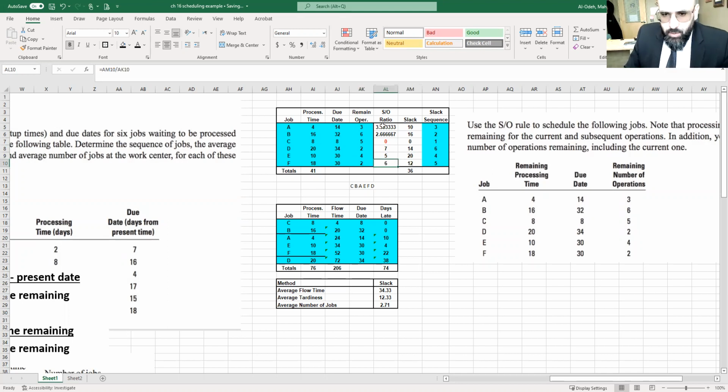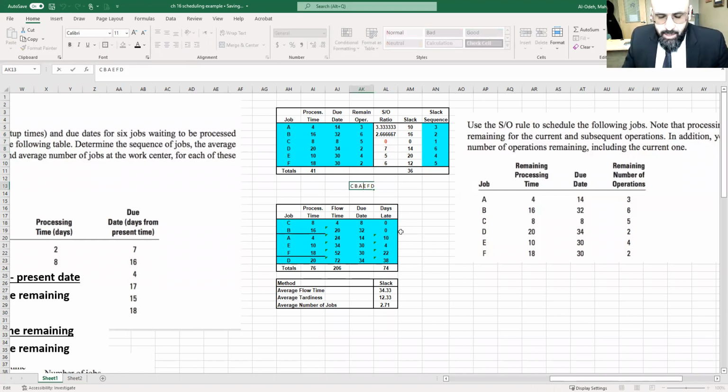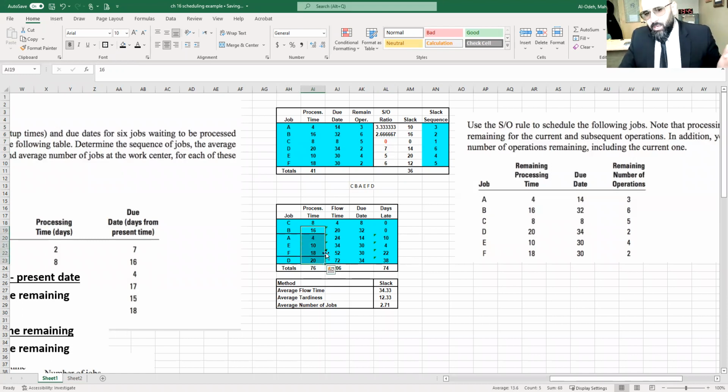And now let's take a look at this column right here and rank these jobs. Starting with C, then that would be B because it has the lowest ratio. And then job number 3 would be A, and then E, F, and D. So that would be C, B, A, E, F, and D. Process time is given to us. Let's go back and calculate.